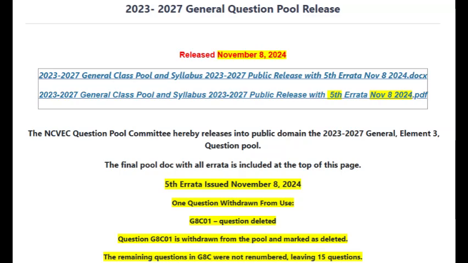G7B02D. Which of these classes of amplifiers has the highest efficiency? A. Class A. B. Class B. C. Class AB. D. Class C.